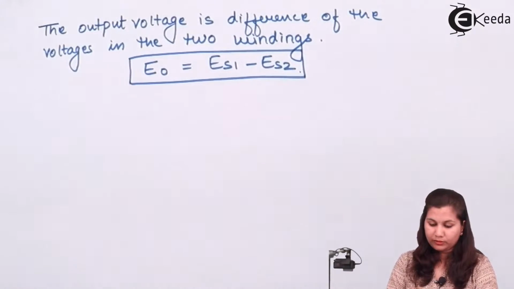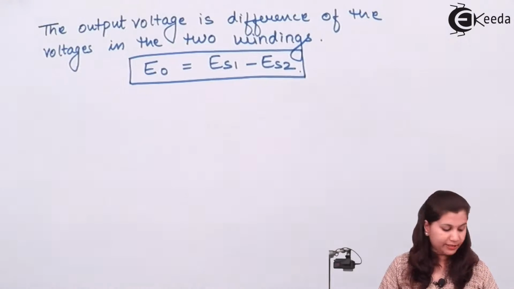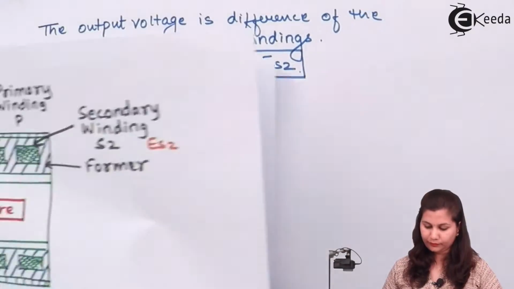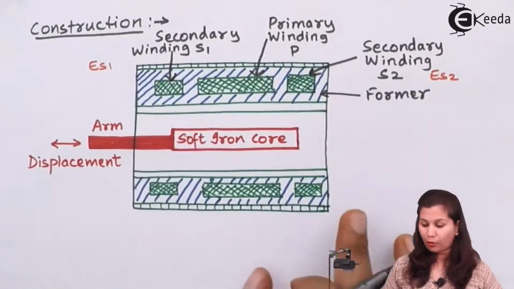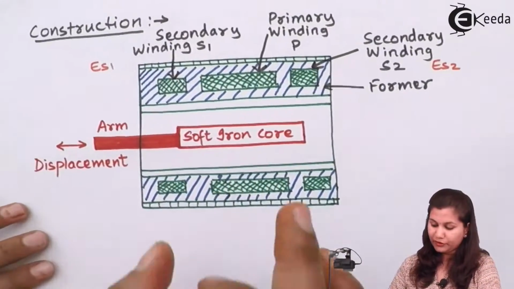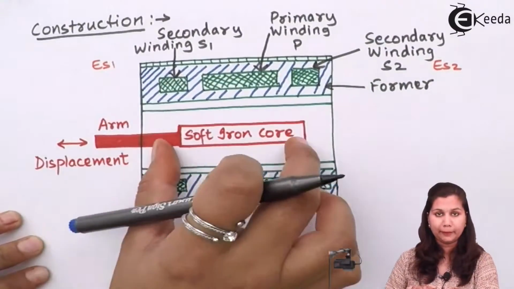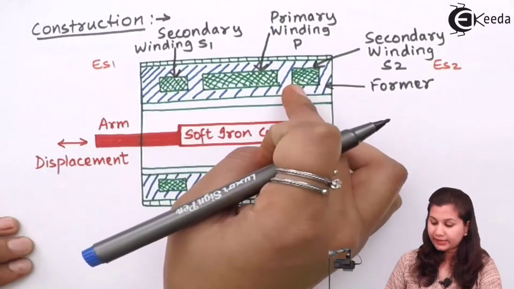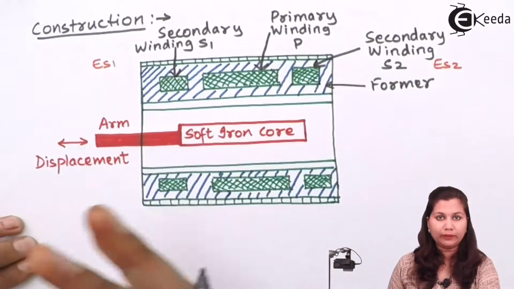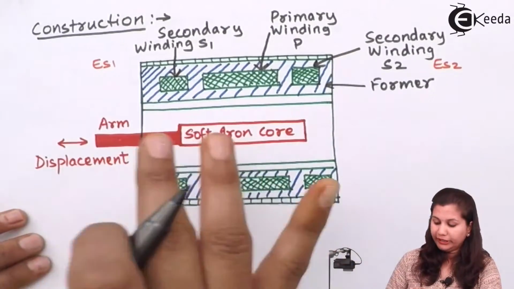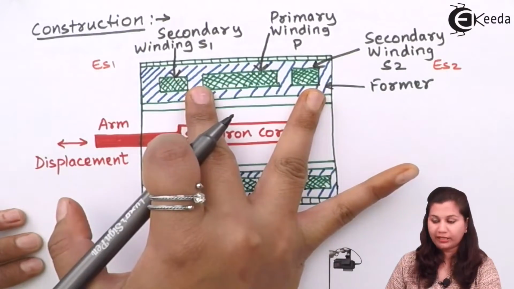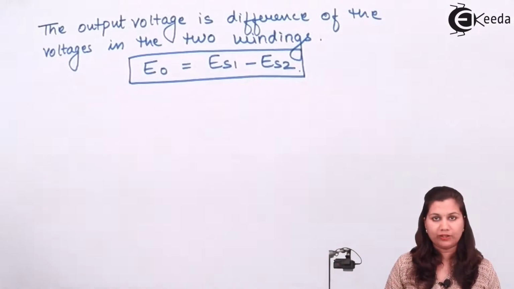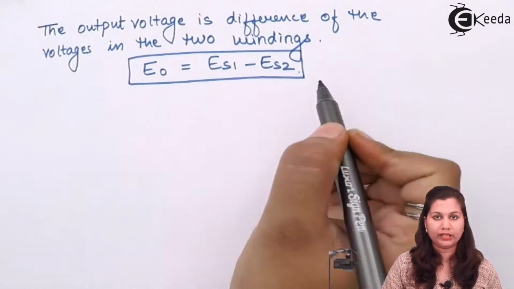Now when the soft iron core is at the null position, which means it is exactly at the middle position, then the flux linked with these two secondary windings will be equal in magnitude. So equal voltages will be induced in these two secondary windings. The output voltage will be 0, because ES1 is equal to ES2 at the null position.